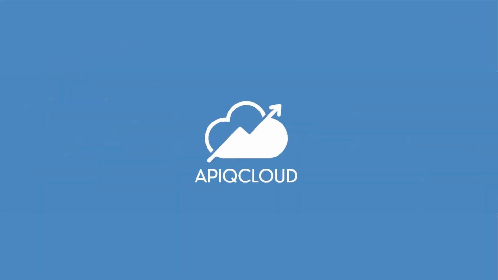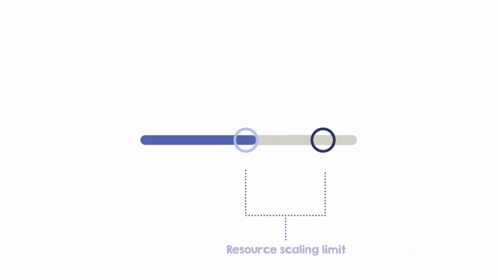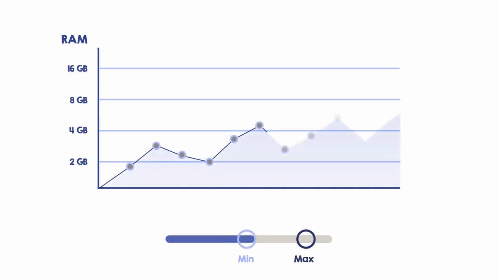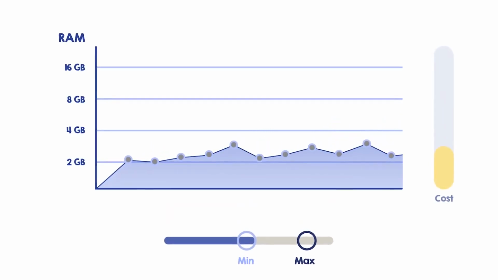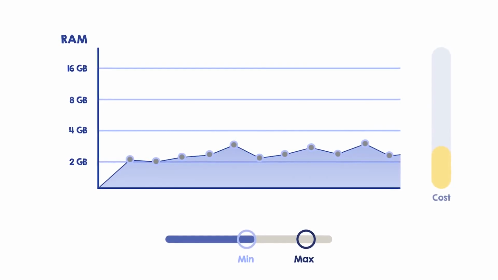With APIQCloud, you have your environment set up and running in seconds. Simply set the resource scaling according to your budget. If your resource usage is lower, you automatically pay less. APIQCloud charges you only for your usage, and it can save you even more money. Here's how: once your app is deployed, you can view a real-time resource graph right at your dashboard.